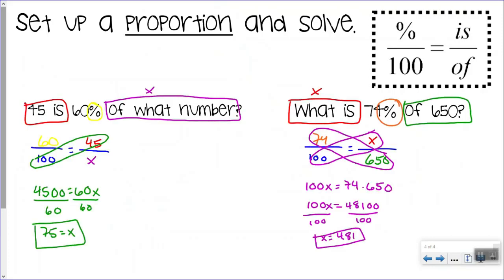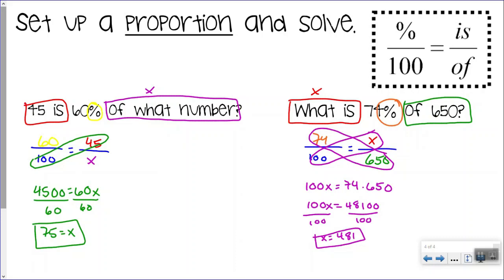If we look at the first one, we have 45 is, so that goes in the numerator. We have 60%, so that goes over 100. Of what number means that we have an x in the denominator. We get an answer of 75. So we know that 45 is 60% of this number. 60% is a little more than 50, so it should be a little more than half of the number. So if 45 was exactly half of the number, our answer would be 90. But since it's a little more than half, it's 60%, we know our answer is going to be less than 90. So 75 makes sense as a reasonable answer.